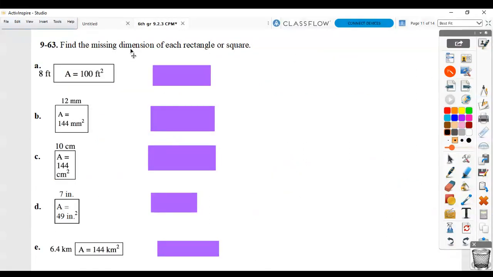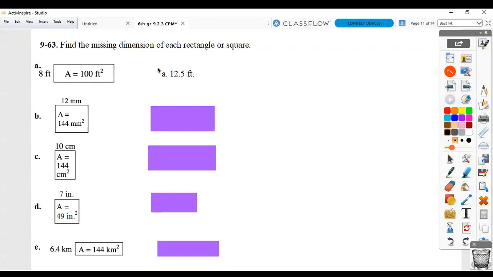961, you have to find the missing dimension of the rectangle or square. And of course, we know that area of a rectangle or square is length times width. So if we know the area of this rectangle is 100 square feet, and we know the width is 8 feet, we would divide to find the other dimension of length, 12 1/2 feet.